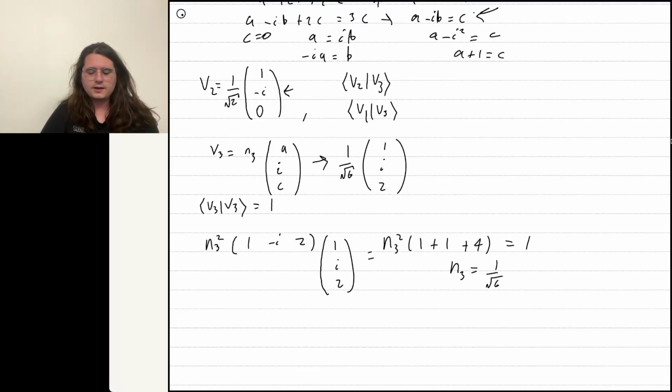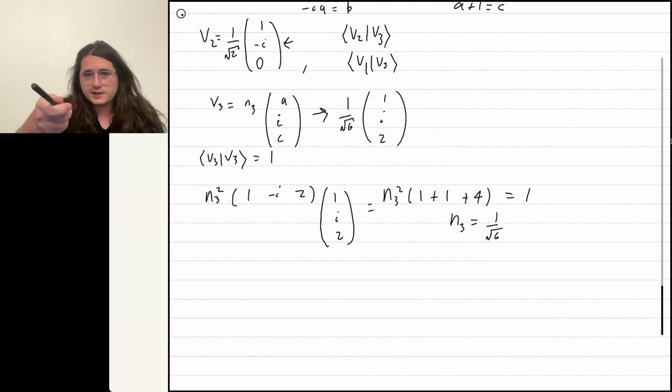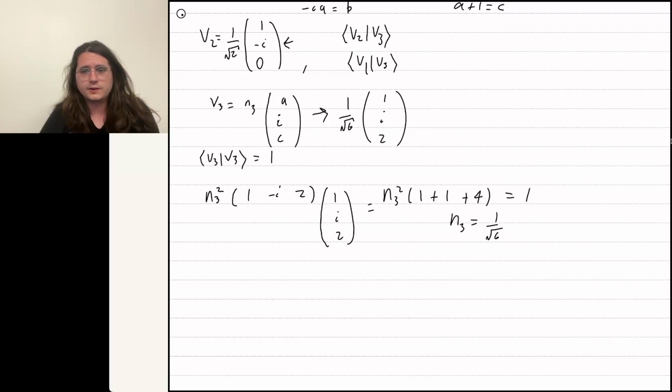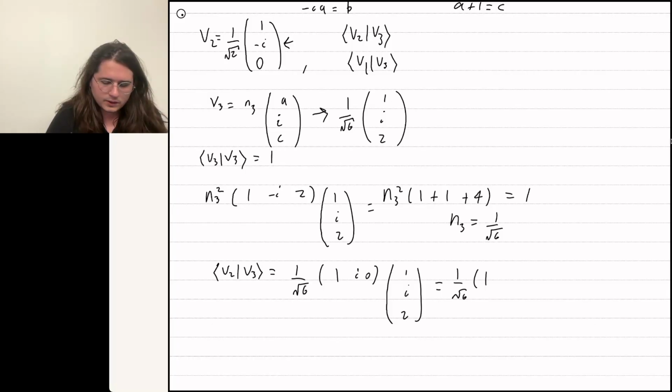Okay, that's pretty cool. Let's check explicitly that this is actually orthogonal to both V1 and V2. So V2 inner product with V3 will be 1 over root 6 times the row vector 1, i, 0 times the column vector 1, i, 2. That's going to give you 1 over root 6, 1 minus 1, so 0.